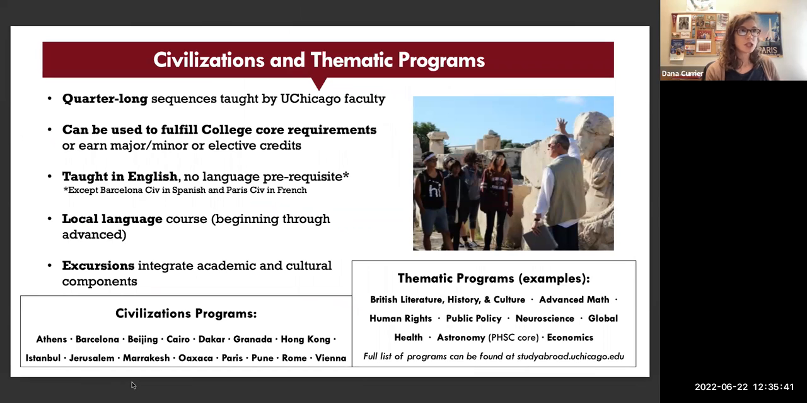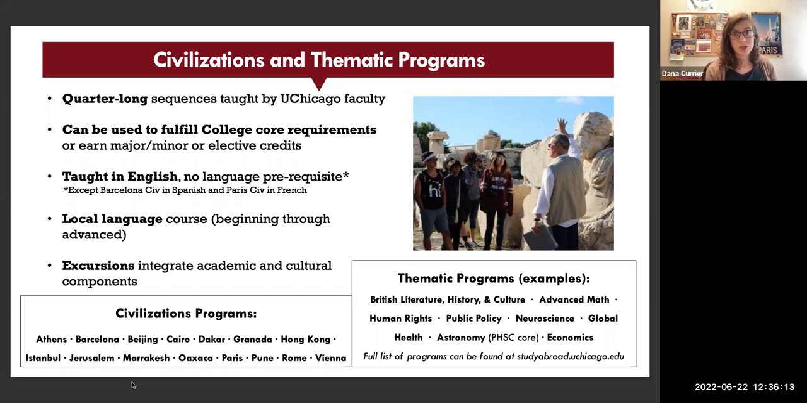Okay, so the civilizations and thematic programs, I'll talk about those together. These are quarter-long sequences, again, that are taught by University of Chicago faculty. For the Civ programs, you can definitely use those to fulfill the college core Civ requirement. Some of our other thematic programs can be used to satisfy other core requirements as well, or to earn credit toward a major or minor, or toward the elective credits that students need for their degree.